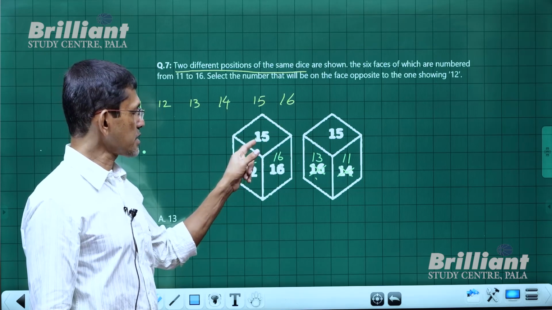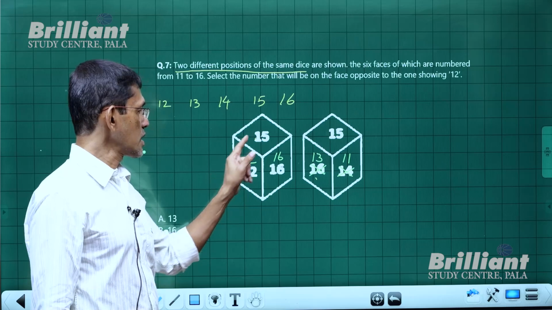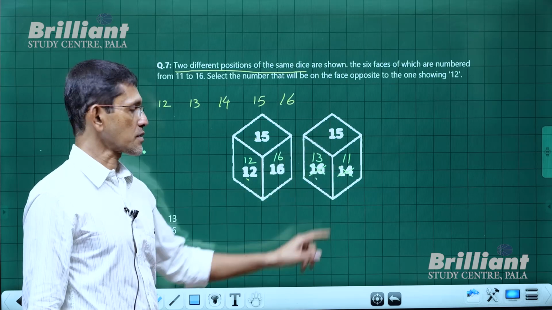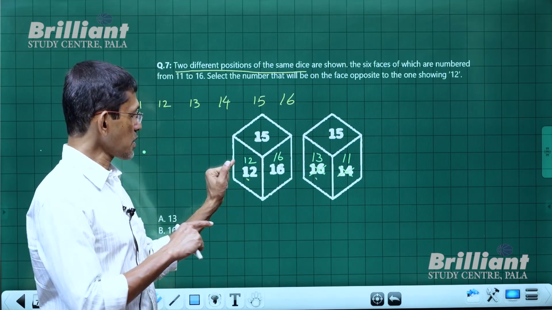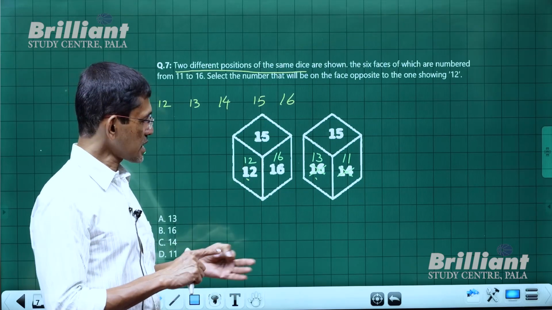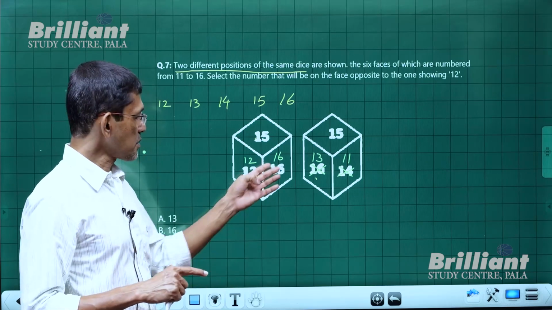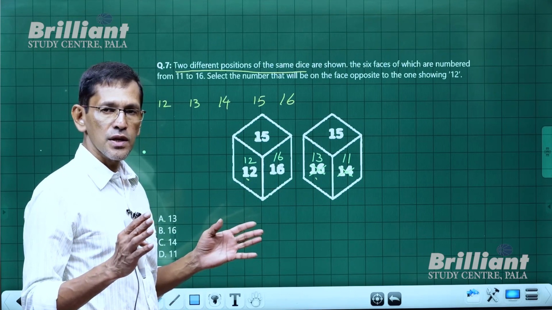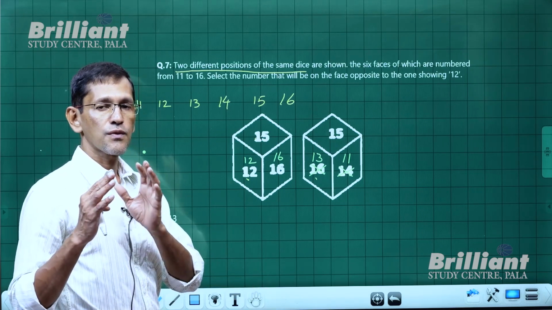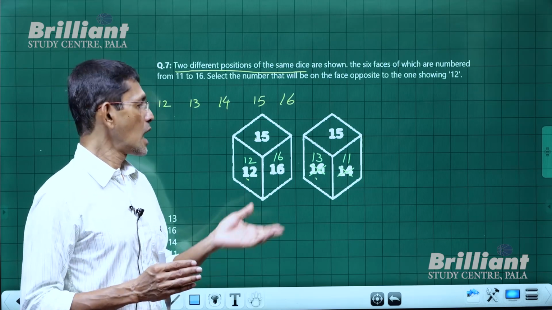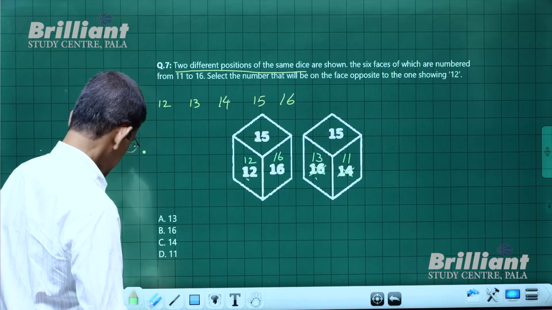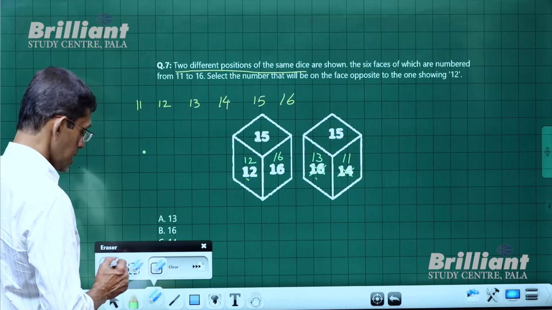So what you see from here is 15 is adjacent to 12, 15 is adjacent to 16, and 15 is adjacent to 13, 15 is adjacent to 11. So 15 cannot be opposite to 11, 12, 13, or 16. In this situation, the only number which can be opposite to 15 is 14. So this is rule number 1. And we'll take a look at the second rule here. Okay, let me get rid of these numbers here.